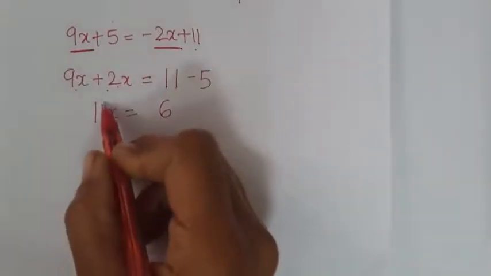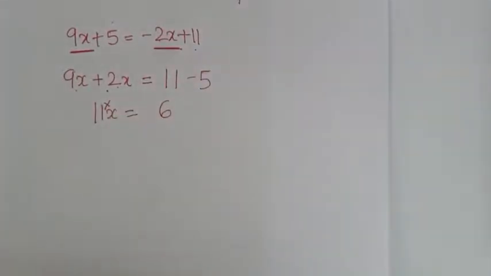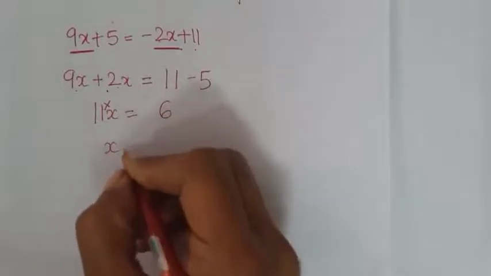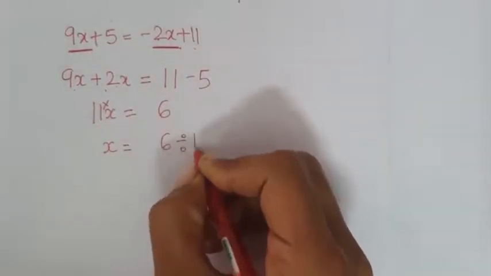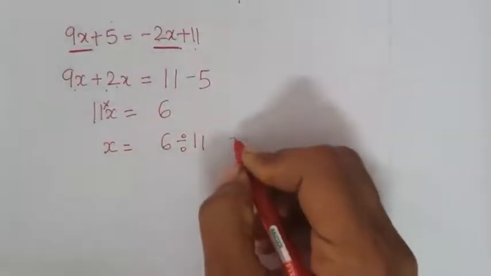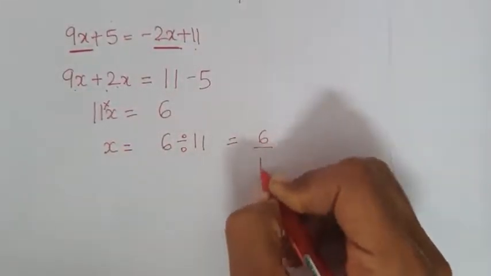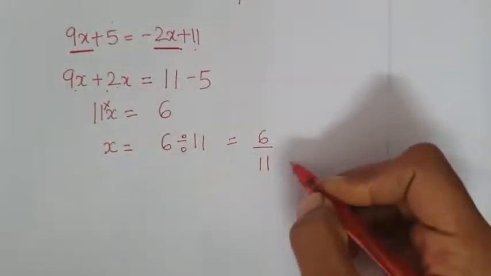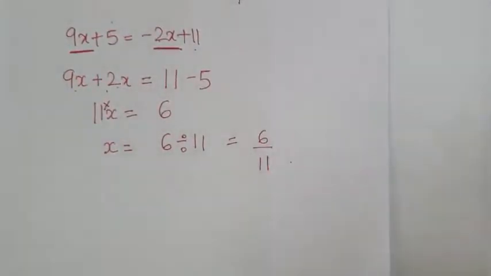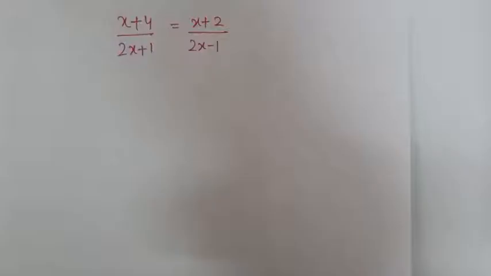Now see, 11 is getting multiplied here. So on shifting, it will get divided, or we can also write it as 6 upon 11. Now cancellation is not possible, so you can leave it as such.